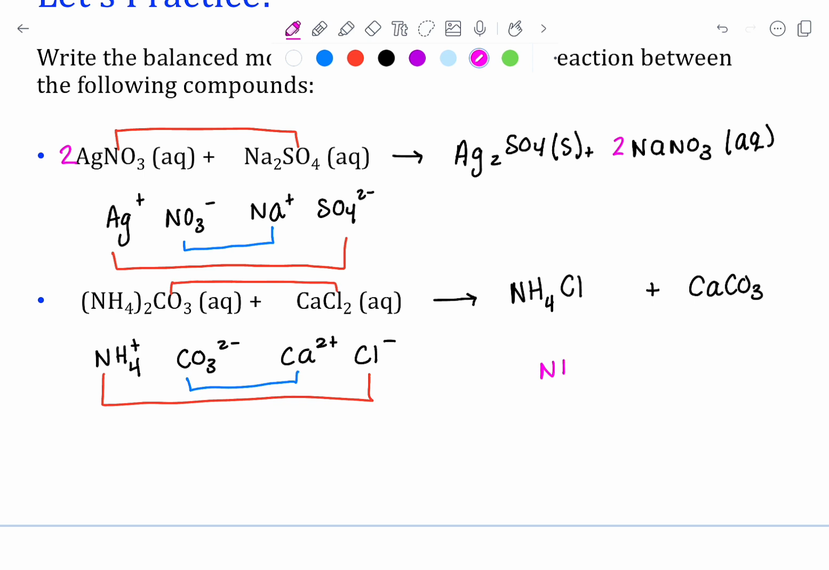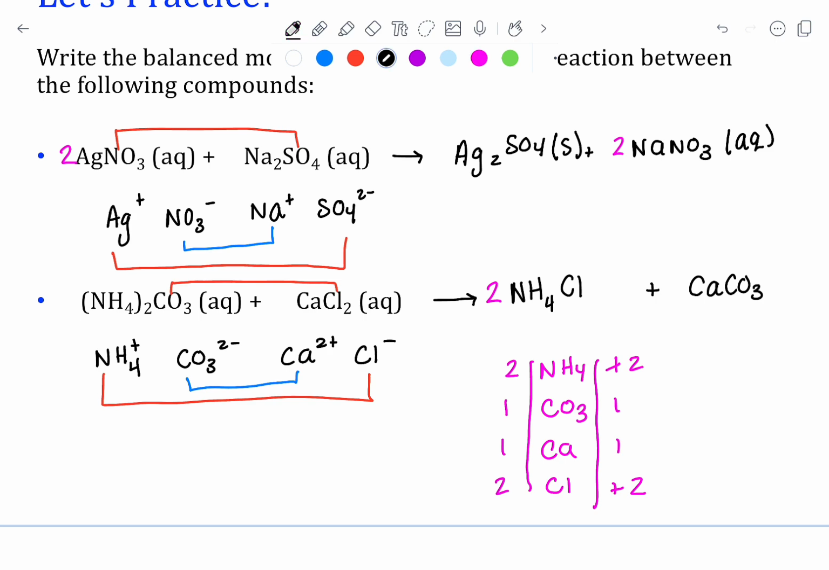So we have NH4, we have CO3, we have Ca, and we have Cl. So I have 2 NH4s, 1 CO3, 1 Ca, 2 Cls on the left, and 1 NH4, 1 Cl, 1 carbonate, 1 calcium on the right. So I have to balance that ammonium and that chlorine. I think all I need is a 2 here to balance that out. That's our balanced equation.